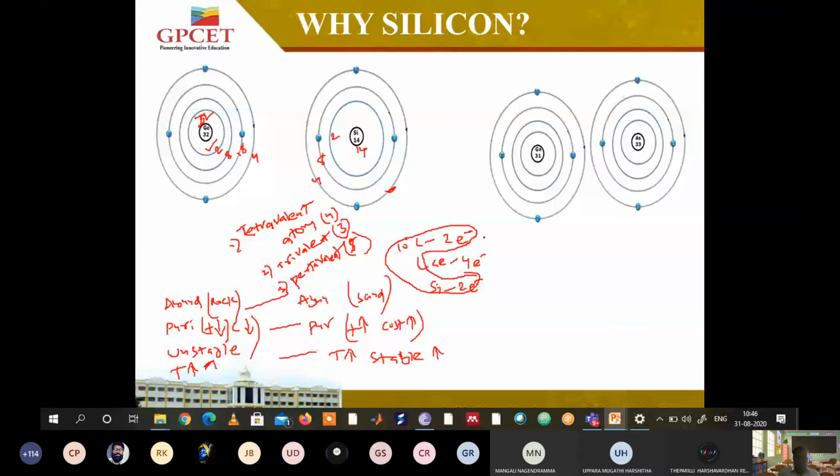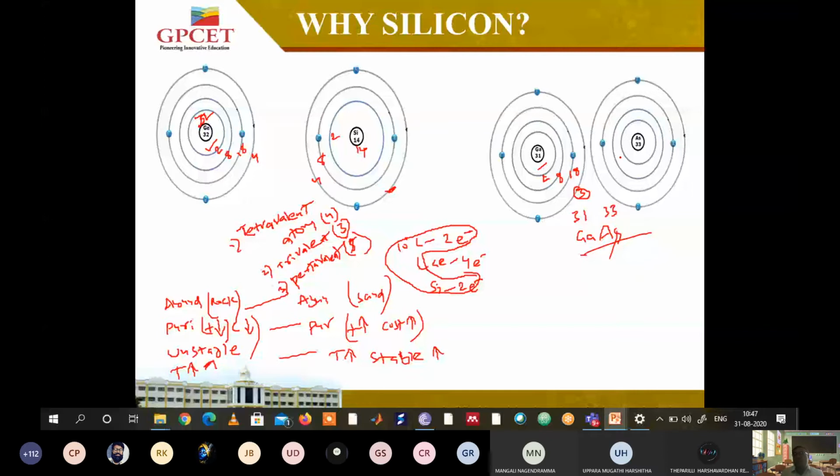What about compound crystal semiconductors? For example, take gallium arsenide. Gallium's atomic number is 31, whereas arsenic's atomic number is 33. You can see gallium is contained in 4 orbitals, and arsenic is also contained in 4 orbitals. How many electrons are there in the first orbit? 2. Second orbit, 8. Third orbit, 18. What about the fourth orbit? 3 electrons are present at the outermost orbit.